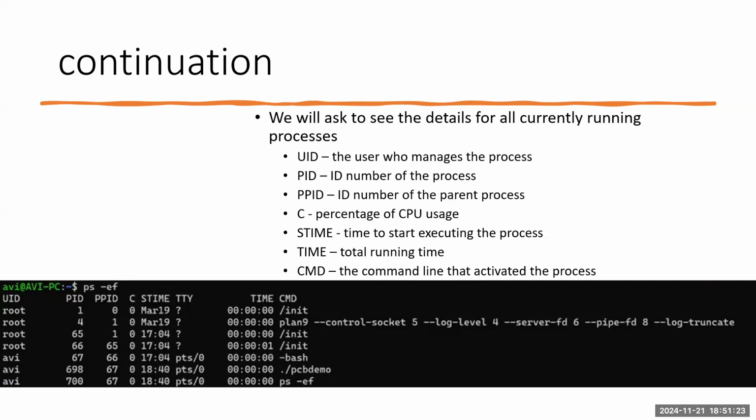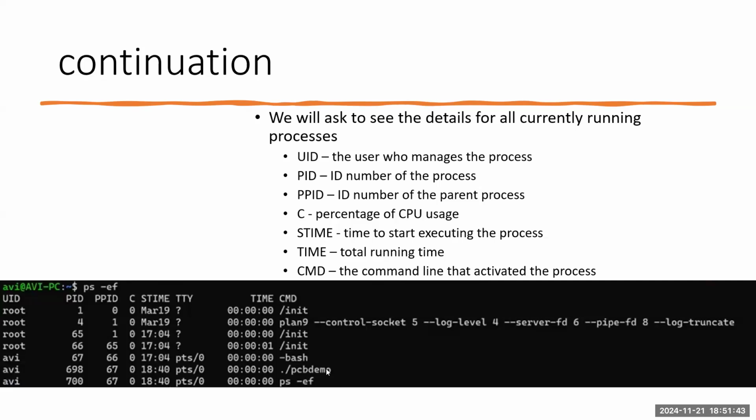Because I ran it in the shell. First I ran the shell, and then the shell ran this process for me. So that's why it says 67 is the PPID, parent process. But 700 is ps -ef, that command. Notice that it prints not just the name of the program, but all the parameters that I gave it. In this case, just -ef.